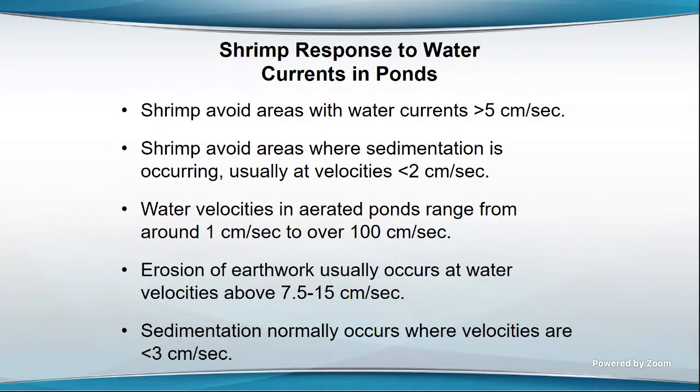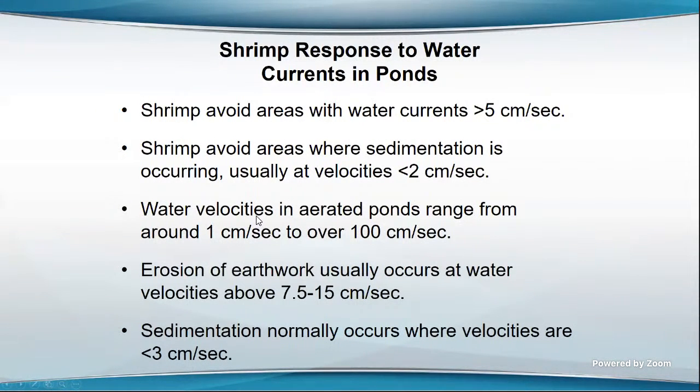So this is just about shrimp here. The shrimp generally avoid areas of water currents greater than 5 centimeters per second, because of the current. And where it's less than 2 centimeters per second, they avoid it because of sedimentation.